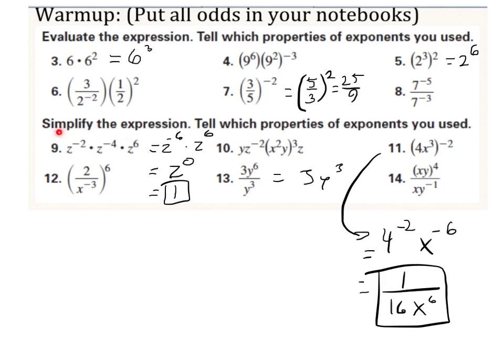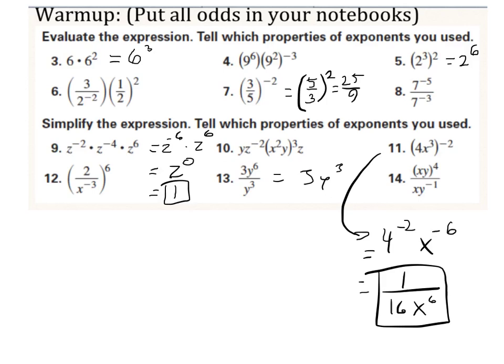Alright, over here, we see we've got the same bases and we're multiplying, so we're going to add the exponents. First I add negative 2 and negative 4 to get negative 6, and then I add negative 6 and 6 to get z to the 0, where anything to the 0 is 1. Alright. Lastly, when you divide by same bases, you subtract the exponents. So 6 minus 3 was 3. There was no 3's to divide by, so we just have 3y to the third.